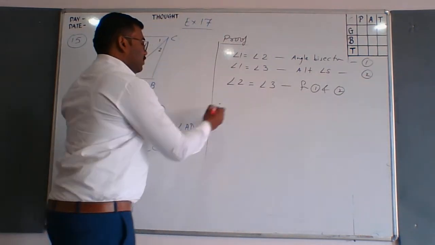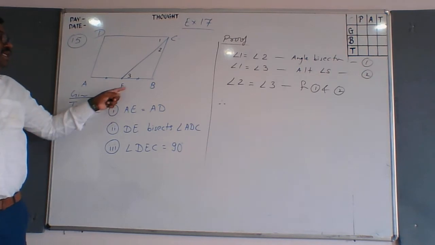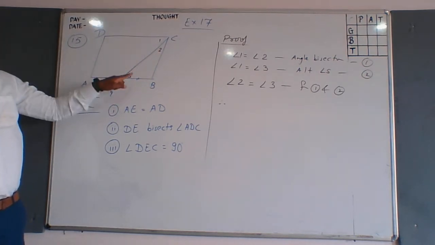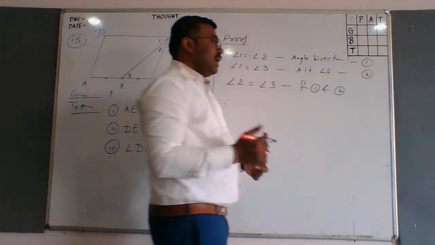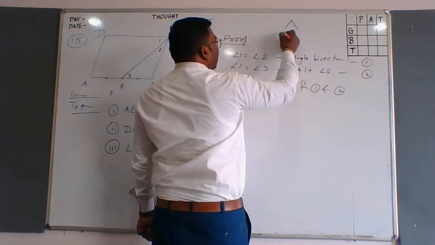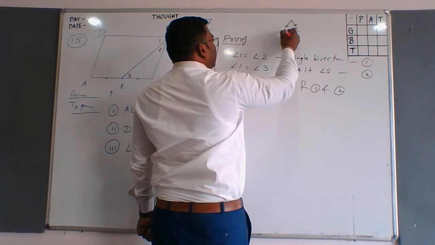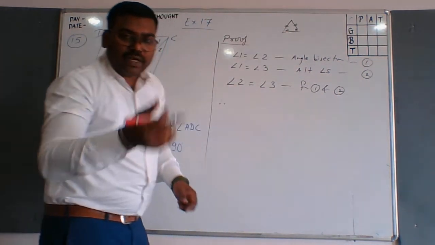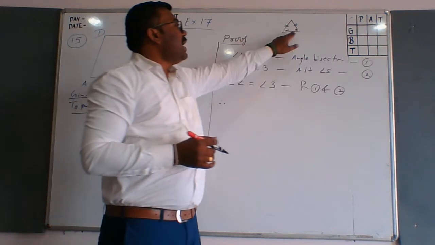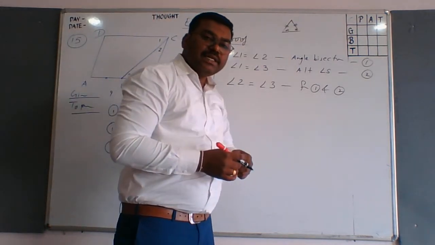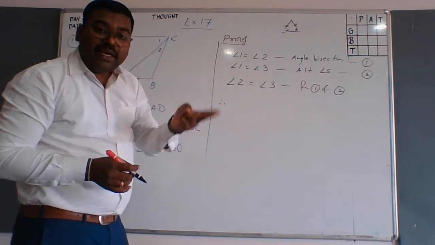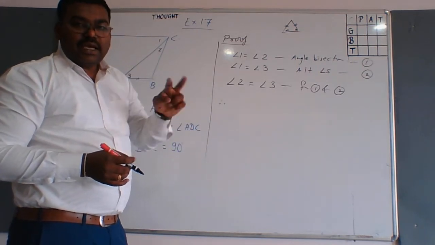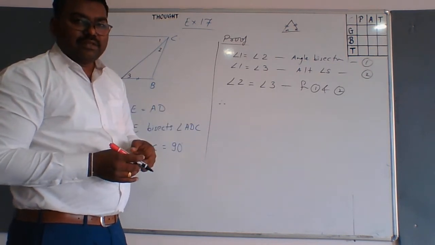So therefore, in the triangle EBC, if angle 2 and angle 3 are equal, that means it is an isosceles triangle. In the previous session, we have learned that if in a triangle two sides are equal, then the angles opposite them are equal, or we can make a converse of that. If two angles are equal, then the corresponding opposite sides are equal. Correct? So if in a triangle two sides are equal, it is isosceles, and if two angles are equal, then also it is an isosceles triangle.